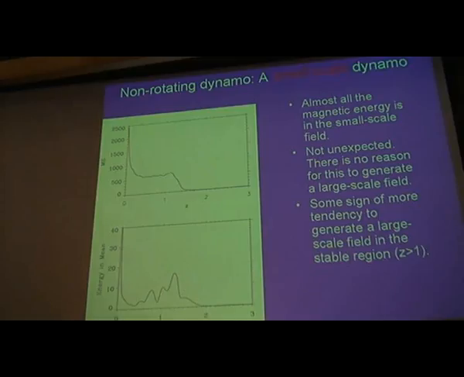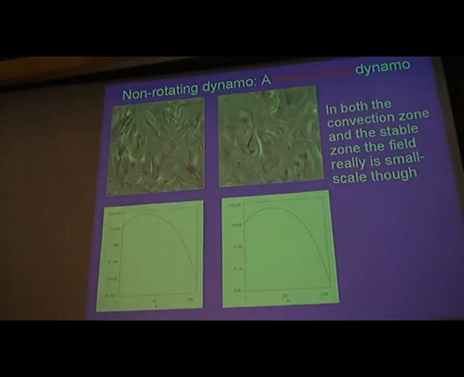Although I would say there's not much more of a sign of that. These are just pictures at different depths of the field, and these are spectra. So you might say that this does appear to be slightly larger scale field than this. This is in the stable region, this is in the unstable region, and indeed the spectrum shows that it's slightly shifted to smaller k. So penetration maybe gives you a slightly better, larger scale field, but not much.